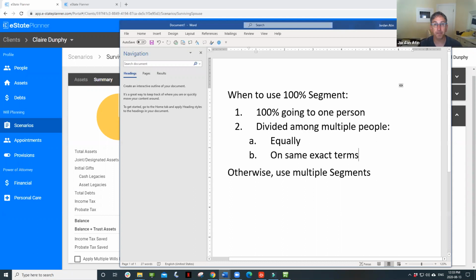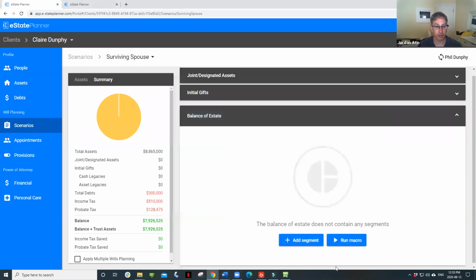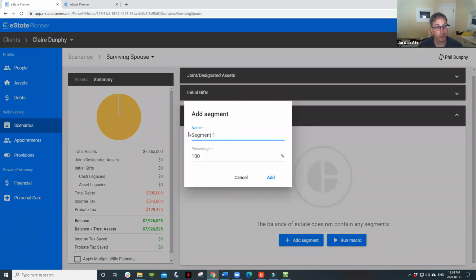So let's start with the simple one. So here we are in the surviving spouse scenario, and we're going to show a very simple gift. 100% to the spouse. So segment one. Now the name on the segment, if it's a single segment, you don't have to worry about this, but if it's going to be more than one segment, the segment is going to be identified in the drafting by the name. So if we call it segment one, it'll say, okay, take segment one, which represents X% of the residue, and deal with it this way.